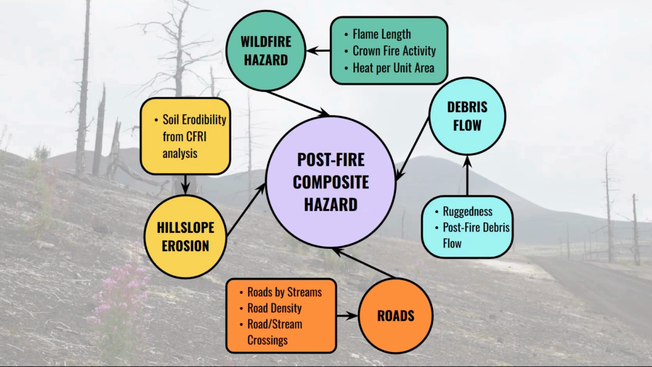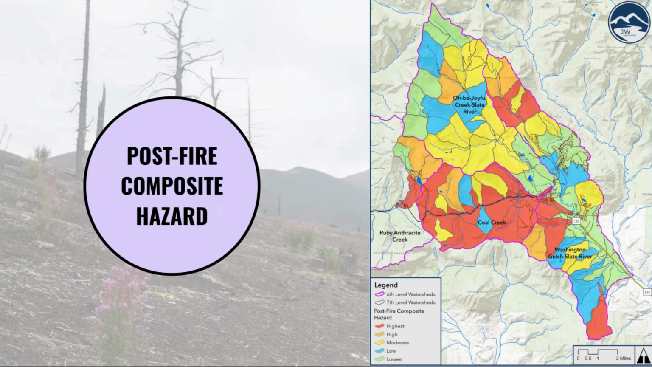So here are our results from that analysis with all those different components in it. You can see these blobby colors are our 7th level watersheds. That's where we've delineated smaller sections of the watersheds to look at. The red is the highest hazard, orange is high, yellow is moderate, blue is low, and green is lowest. So you can see certain places start to pop up. That's how we identify the places on the landscape that are going to add the most hazard to our situation.